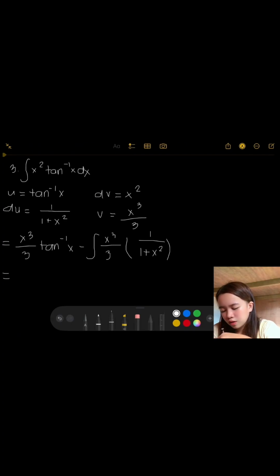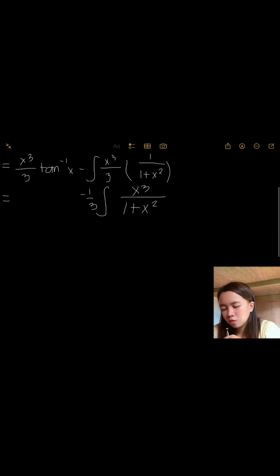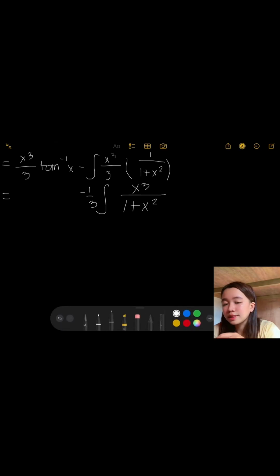So let's just take the constant outside. So 1/3 integral of x cubed over 1 plus x squared. So this can't be integrated, so we will manipulate the numerator. So 1/3 integral of x multiplied by x squared over 1 plus x squared is just equal to x cubed over 1 plus x squared. So this equation can't be integrated, so we will manipulate it again.